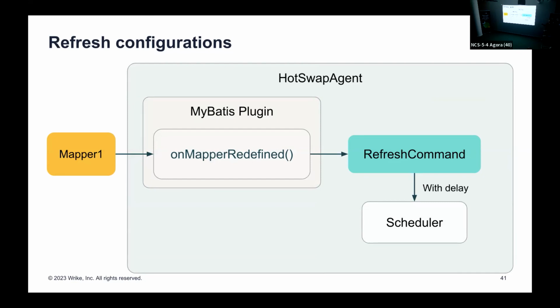So basically, if several mappers are redefined, a few refresh commands will be created, for example, 3. And if they are generated during this delayed time frame, they will all be merged together, and configurations will be updated only once. So basically, this is a batching process. And this scheduler component is actually just a HotSwapAgent service, which is provided to us during the initialization steps. So we don't have to implement it, we just need to use it.